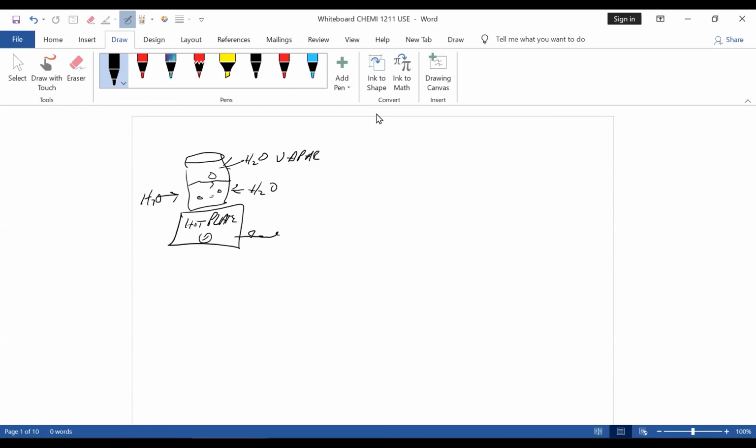And as you know, any gas has a pressure that you can measure. And when the vapor pressure, the water gas pressure, equals atmospheric pressure, we call that the boiling point. In the case of water, at 1 atmosphere, it's 100 degrees C or 212 Fahrenheit.